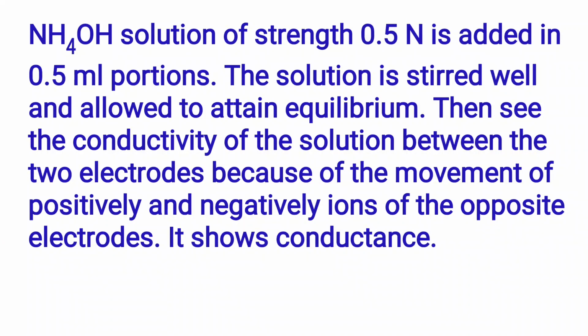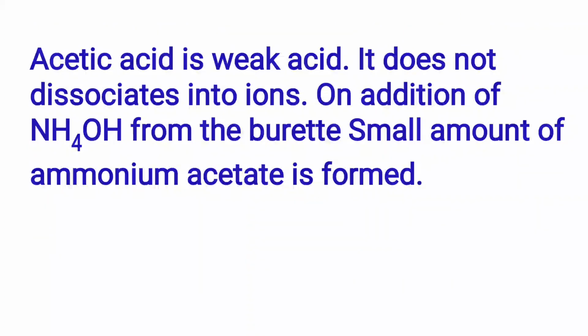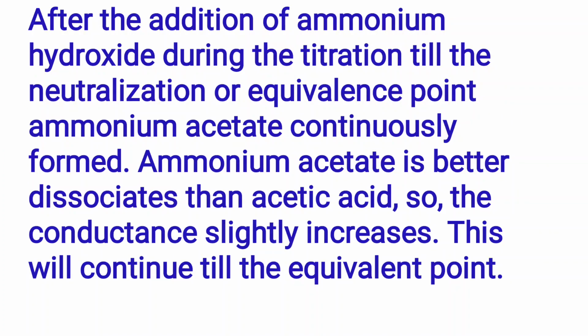Then see the conductivity of the solution between the two electrodes, because of the movement of positive and negative ions to the opposite electrodes. It shows conductance. Acetic acid is a weak acid. It does not dissociate into ions. On addition of ammonium hydroxide from the burette, a small amount of ammonium acetate is formed. During the titration till the neutralization or equivalence point, ammonium acetate is continuously formed. Ammonium acetate dissociates better than acetic acid, so the conductance slightly increases. This will continue till the equivalent point or neutralization point.